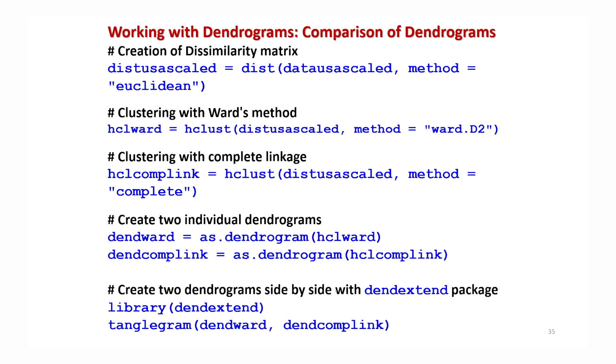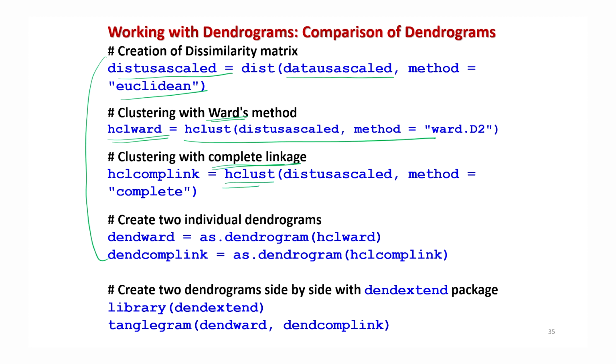So how to get it done? This is the same command we have used earlier, right? This is the data that we have obtained here. This is the dissimilarity matrix based on data USA scale with method equal to Euclidean. Then we obtain the clustering with respect to the Ward method under the name SCL Ward, the same command I used earlier, hclust, and then I use the same command hclust with the complete linkage method.